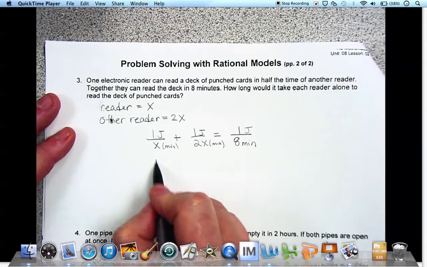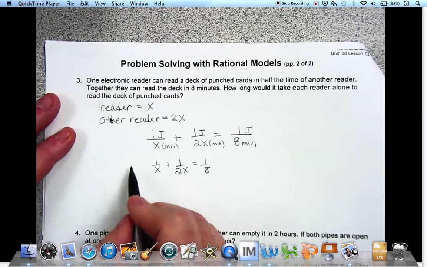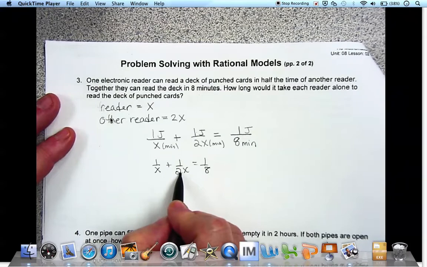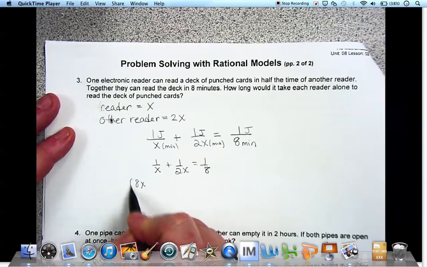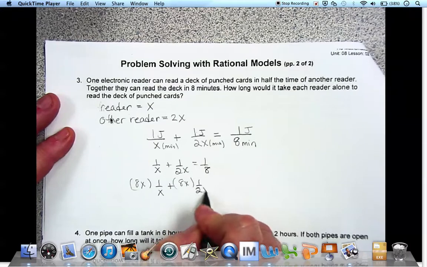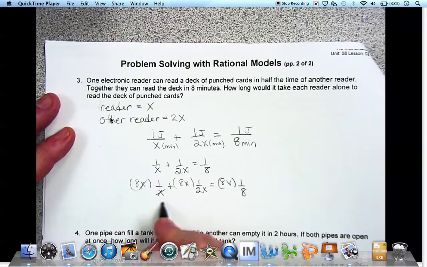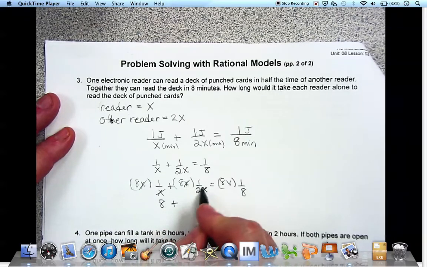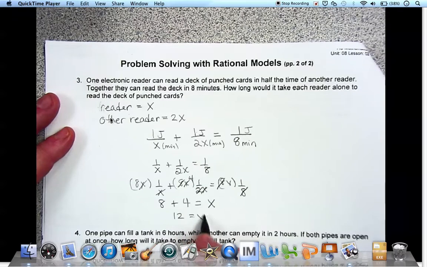So 1 over x plus 1 over 2x equals 1 over 8. Then we'll multiply this by the least common denominator, which would be 8, and we also need an x, so 8x times 1 over x, plus 8x times 1 over 2x, equals 8x times 1 over 8. X's cancel, we have 8, plus x's cancel and 2 goes into 8 4 times, plus 4, equals 8's cancel, and we have x. 8 plus 4 is 12. So one reader can read it in 12 minutes.